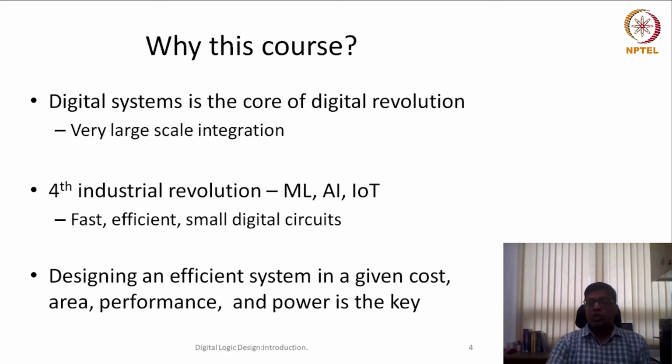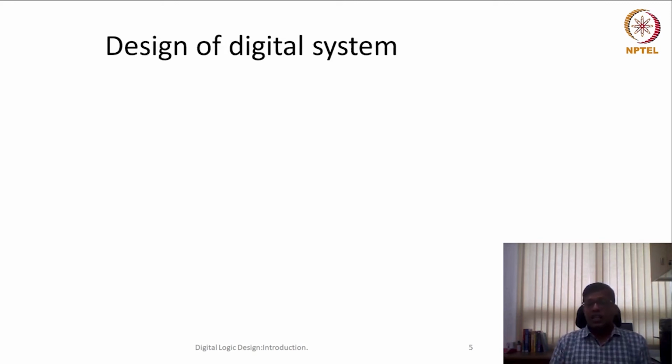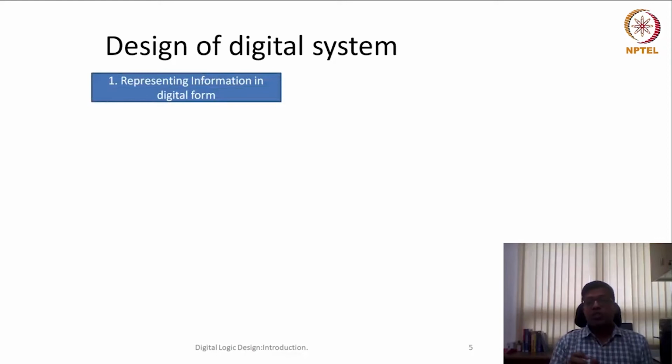And what we'll do in this course, we will try to learn how to design a digital system. For designing digital systems, the first thing we have to understand is how to represent any sort of information in digital form. For example, information could be continuous in space, continuous in time. How can we represent that information in a digital, discrete form, still without any loss of information? So that would be our first module.